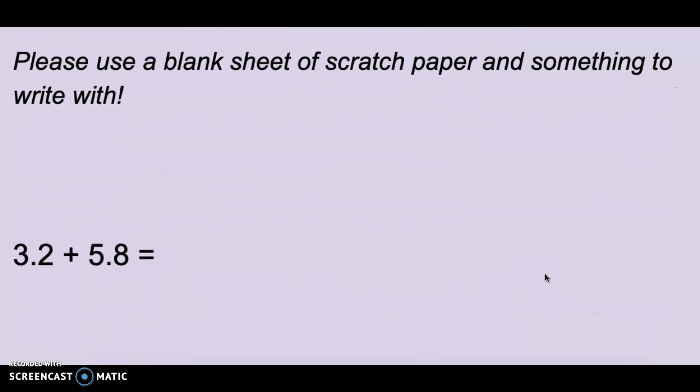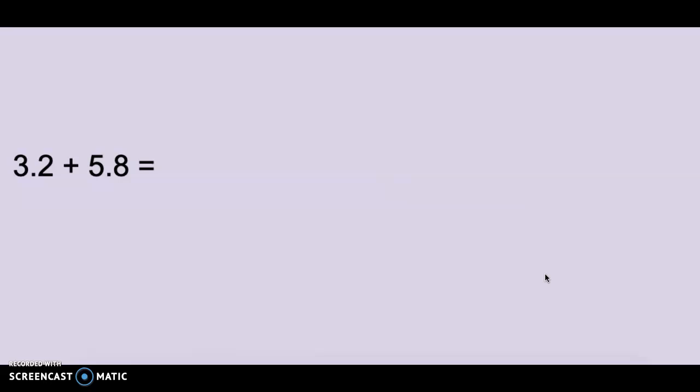All right, our first question is 3.2 plus 5.8. Our next question is 6.79 minus 4.21.